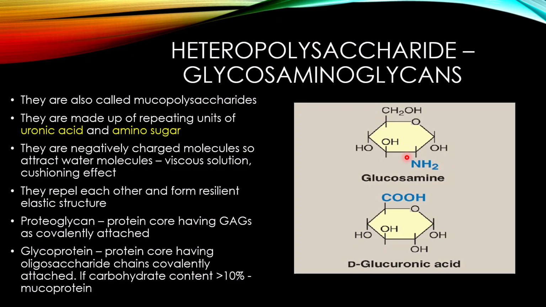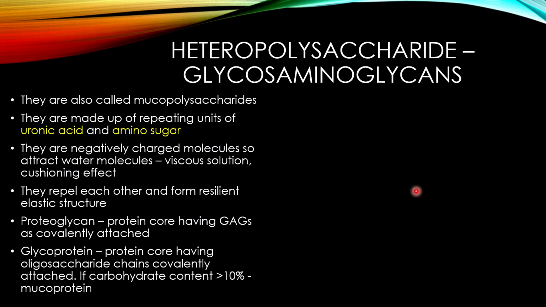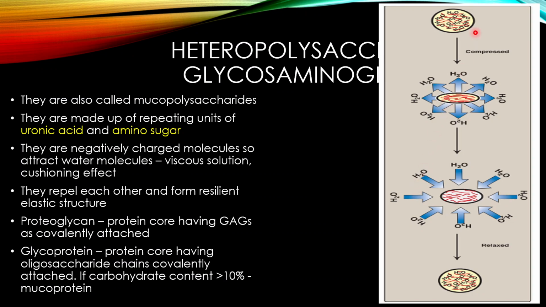So these glycosaminoglycans are negatively charged because the hydrogen atom is lost, so it becomes COO minus. They attract water molecules and they make the solution viscous and have a cushioning effect. Now you can see over here in this structure H2O water molecules which are attached with these red strands, which are glycosaminoglycans. So because glycosaminoglycans are negatively charged, they attract water molecules. Okay, so when let's say there is a compression, the water molecules come out.